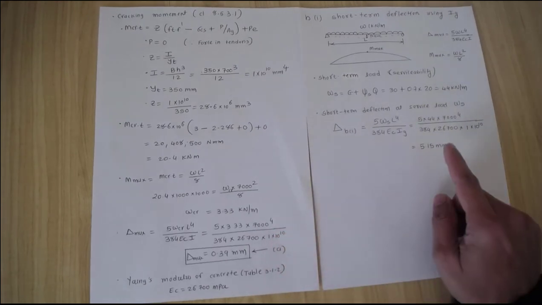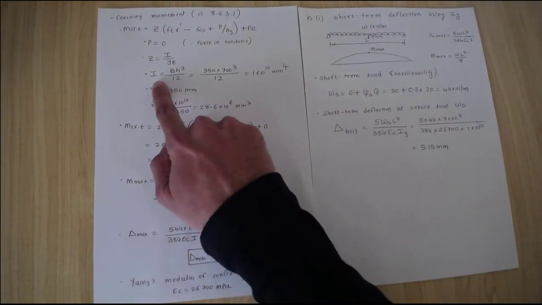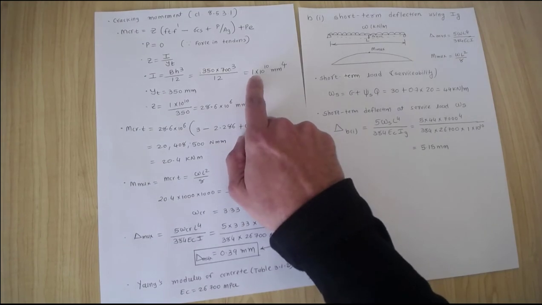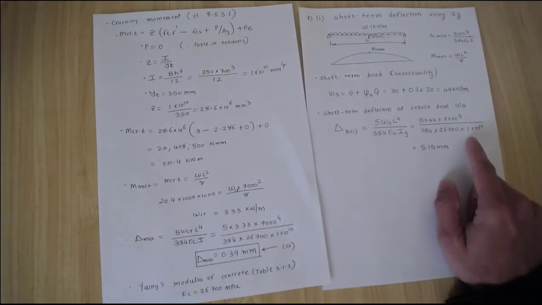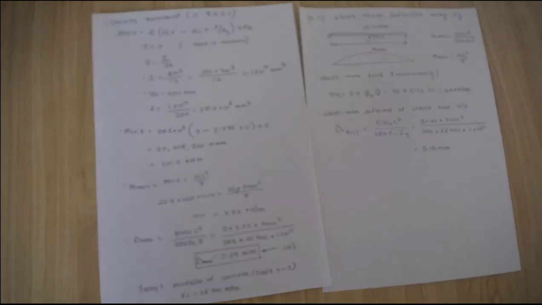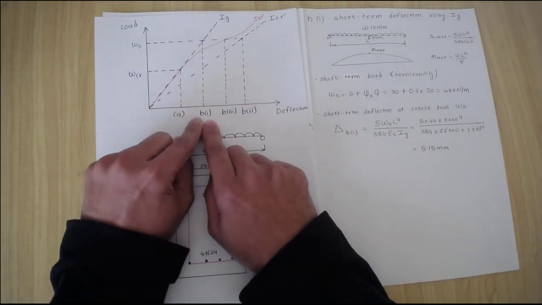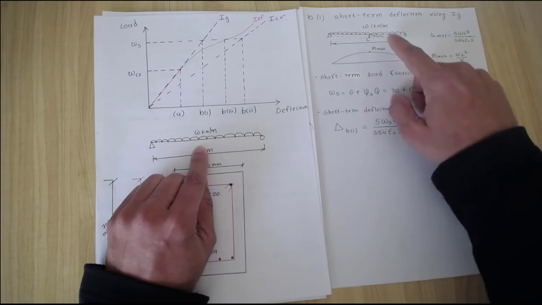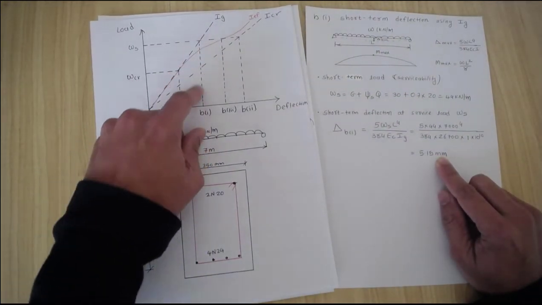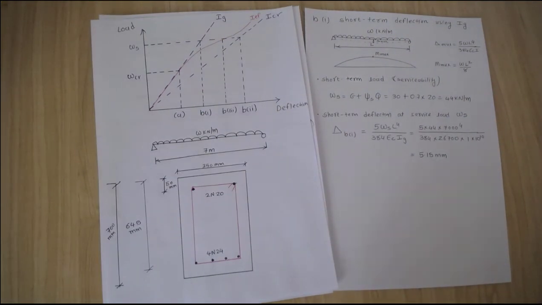Now once you found this Ec, 26,700, and gross Ig, that is the gross moment of inertia, that we also found from the previous video, 1 times 10 raised to power 10. If you substitute that value, you will get 5.15 millimeters. So it's actually saying that at this particular point where you apply the service load, the deflection in the beam is 5.15 millimeter. Please note, at this point the beam has this deflection of 5.15 millimeter at the service load.